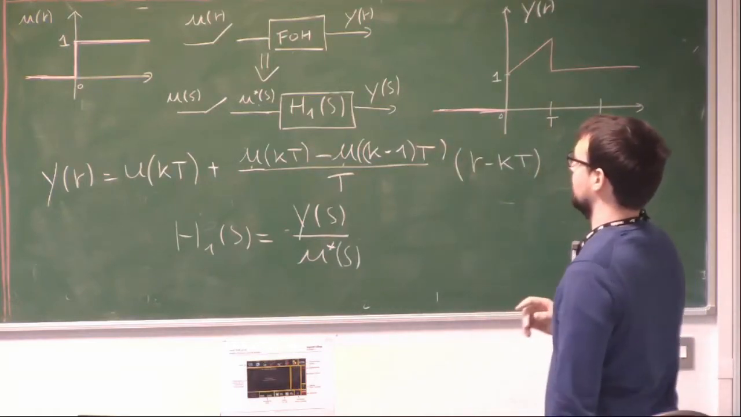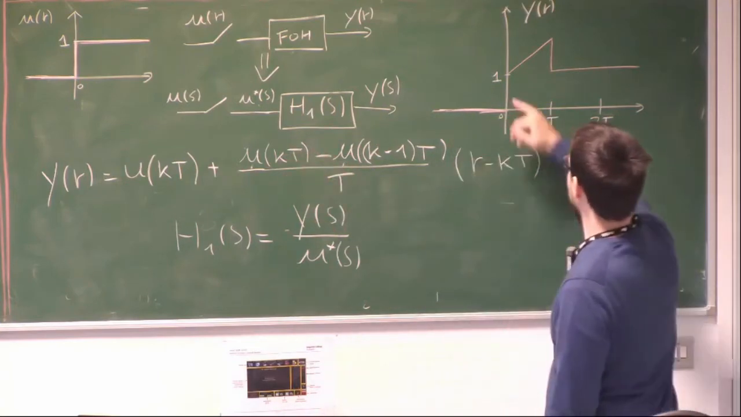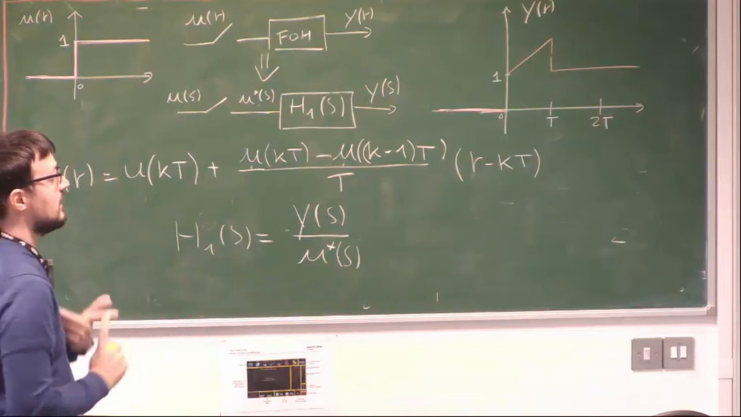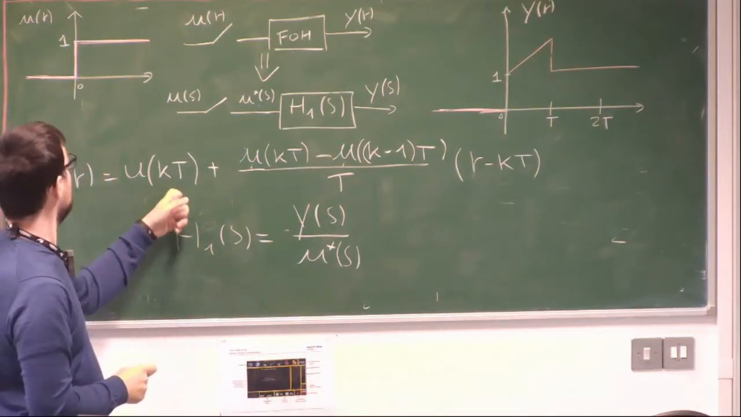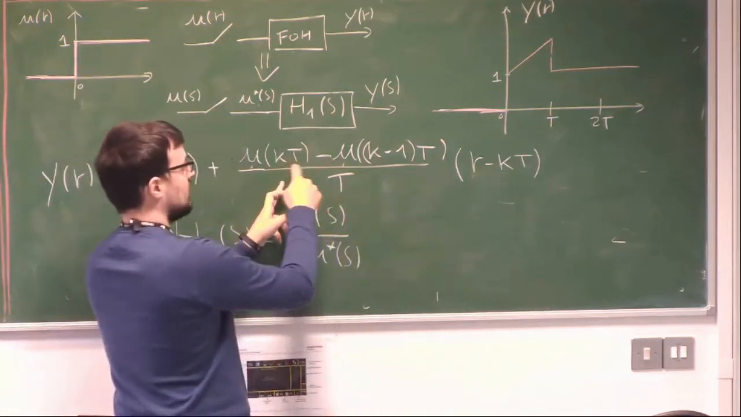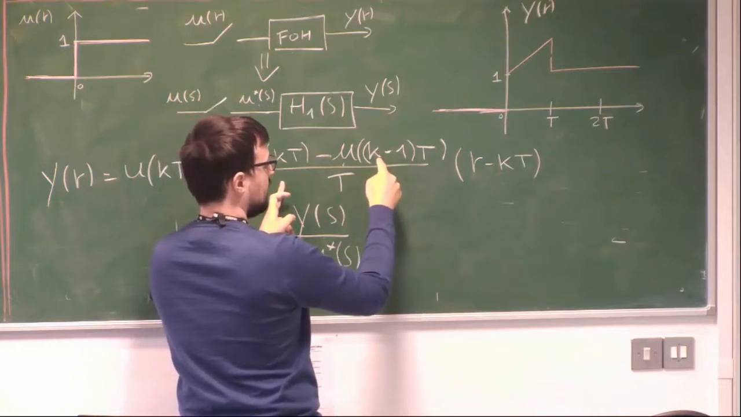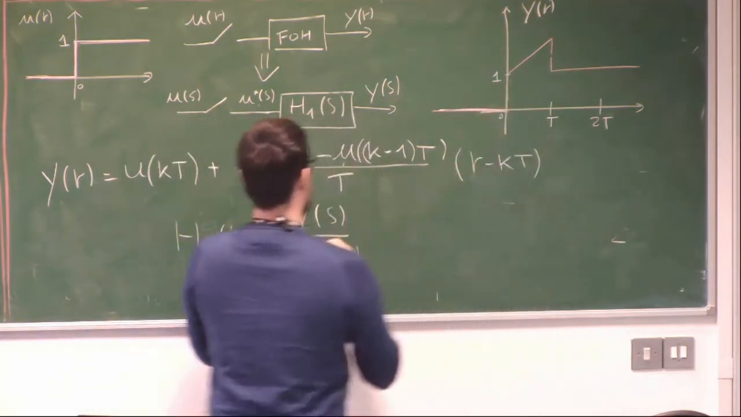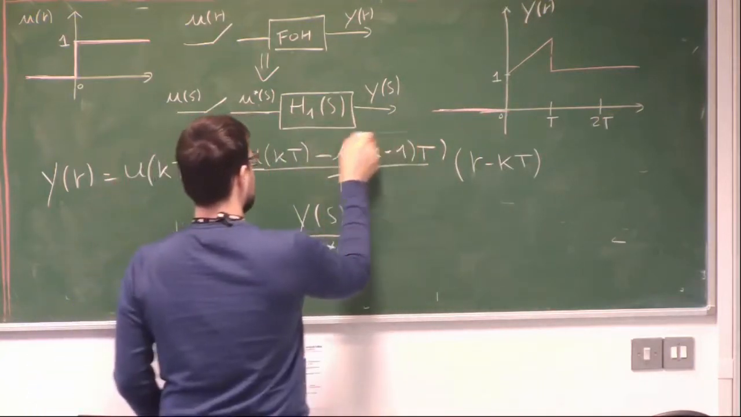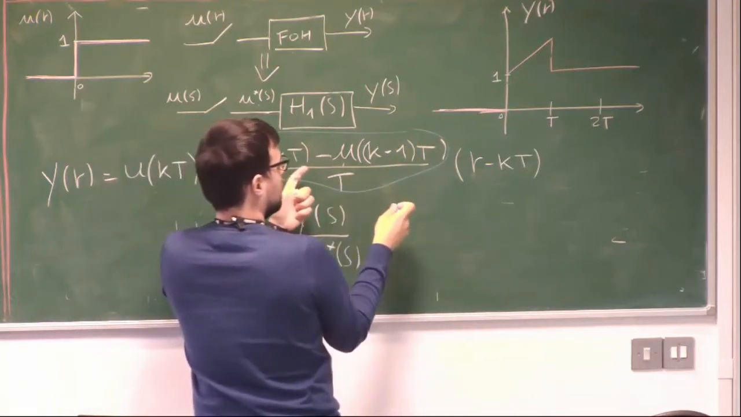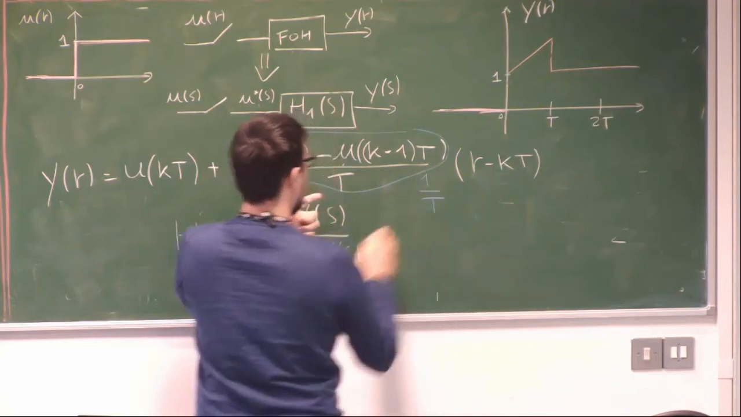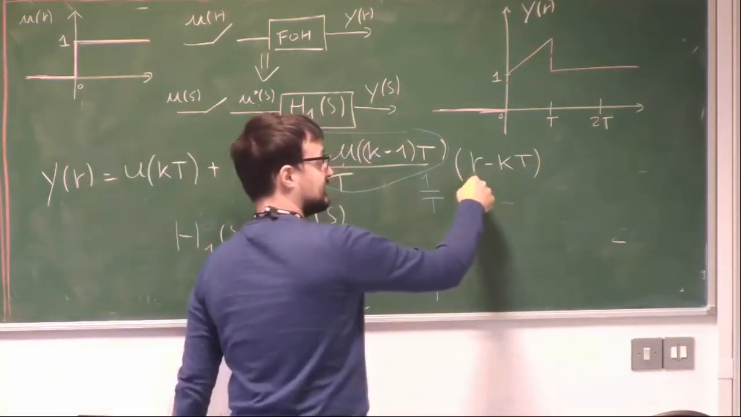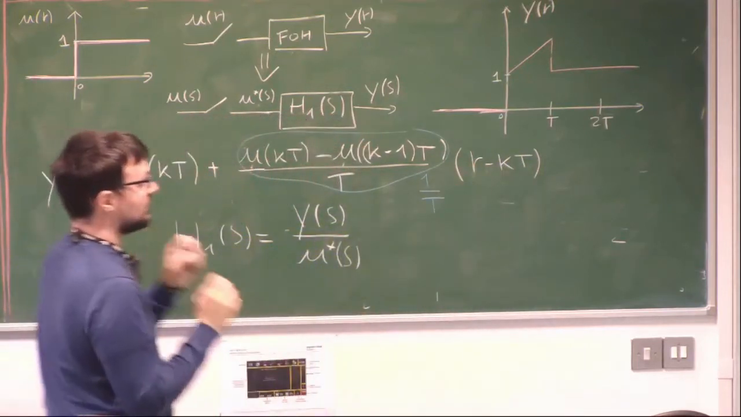The output will be 0 for negative values of time because the input is 0. Then if we replace the values, when we are at this point, t is equal to 0, k is equal to 0. So here we have u(0), and u(0) is 1. And then here we have u(0) minus u(-T), divided by T. So this term here will be equal to 1 over T, because this will be 1 and this will be 0. And now we are multiplying by this other term, but t is 0, k is 0, so this is 0. So at u(0), this value will be 1.